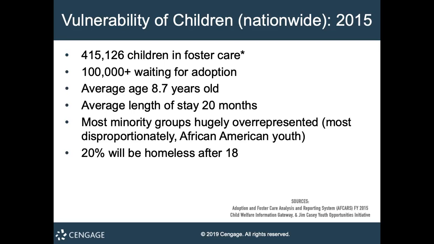Okay, the average length of stay, again nationwide, is 20 months. I'm not sure what the number is for California. I'm guessing it's less. All right, so most minority groups are hugely overrepresented, but African American youth is by far the biggest problem for them. You have an entire other lecture that you're supposed to be watching this week about exactly this topic. I highly suggest that you watch it. It is very likely to appear on your exam, and it is very important. 20% of all youth in care will be homeless after 18. Again, nationwide, I feel like this is probably less in California. We have some systems in place that work to prevent this, but it is still very, very high.